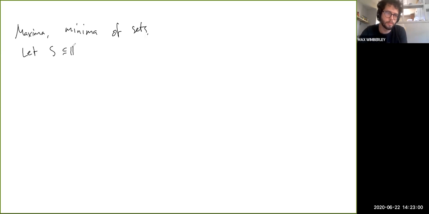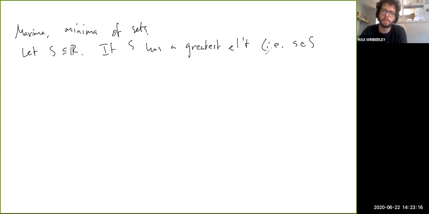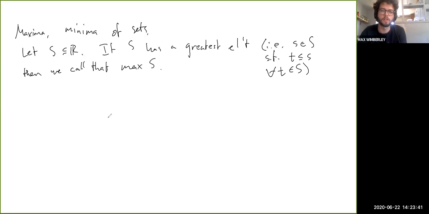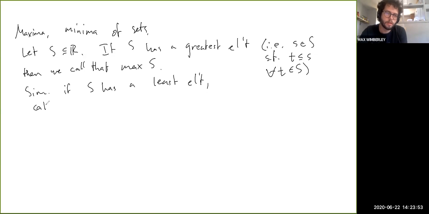So if S is a subset of R and S has a greatest element, that is some element little s for which t is less than or equal to little s for all t in S. So it's just literally bigger than every other element of S, or equal, obviously, since it's in the set. Then we call that max S. That's the notation. And similarly, if S has a least element, call that min S. Seems simple enough.